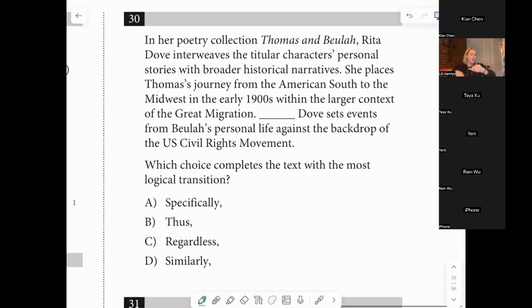Number 30. In her poetry collection, Thomas and Beulah, Rita Dove interweaves the titular characters' personal stories with broader historical narratives. She places Thomas's journey from the American South to the Midwest in the early 1900s within the larger context of the Great Migration. Blank, Dove sets events from Beulah's personal life against the backdrop of the US civil rights movement. What is the relationship, and what's the answer?